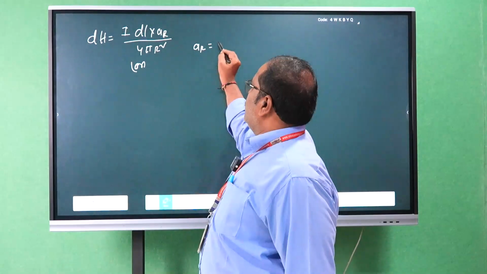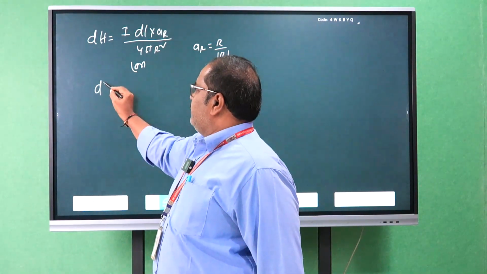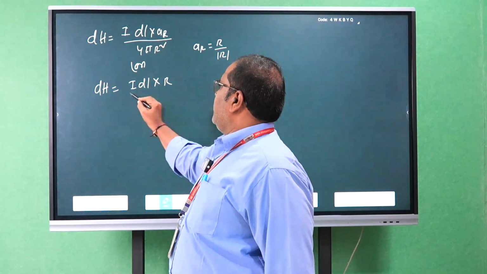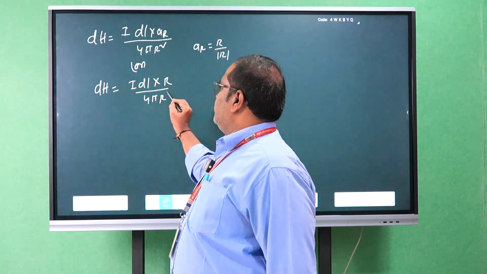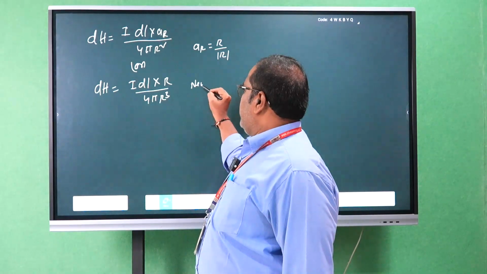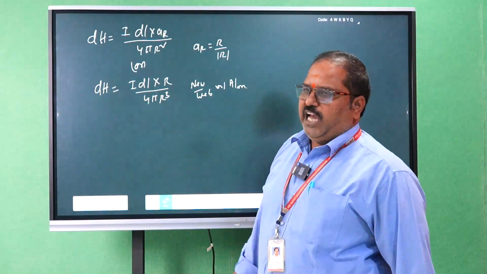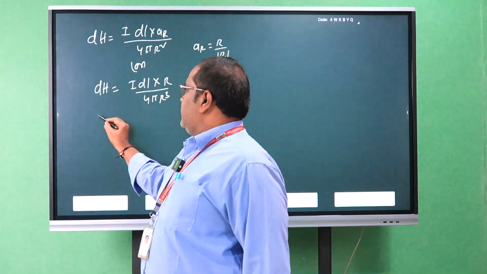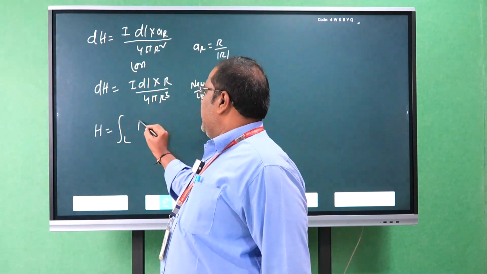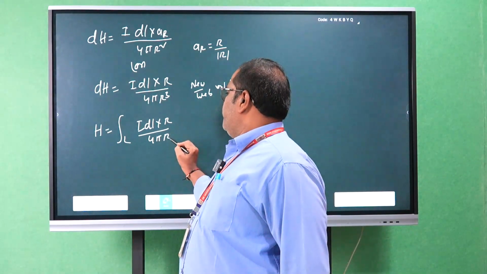Therefore, ar is equal to r by magnitude of r, and you have to replace it with ar. Therefore, the differential magnetic field intensity is I dl cross r by 4 pi r cube. The units are Newton per Weber or ampere per meter. Therefore, for a differential element, H is equal to the line integral of I dl cross r by 4 pi r cube.